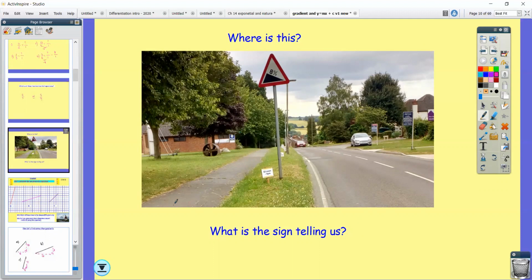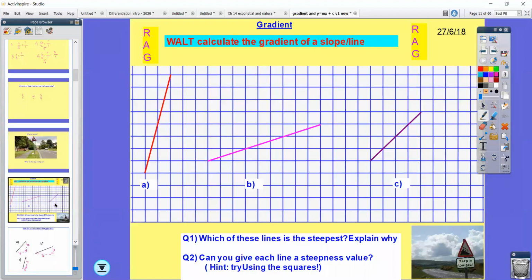Then I want them to consider, just by looking at those lines, and I would say, think about this: if you were cycling or walking up a hill, which is the steepest? We've got the literacy here, gradient meaning steepness, and explain why. By this time you get a bit of maths dancing going on in the classroom, hands going in different directions, which I always find quite funny and play along with, but can they use words to do that?